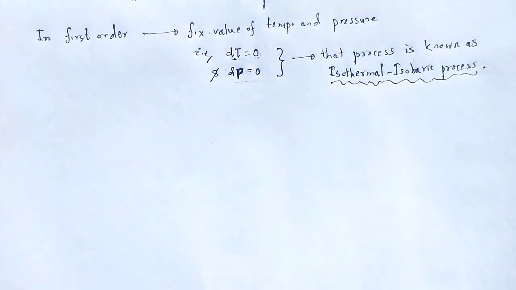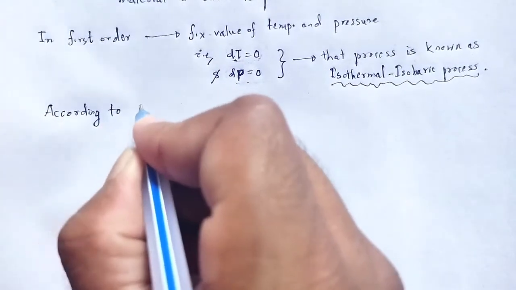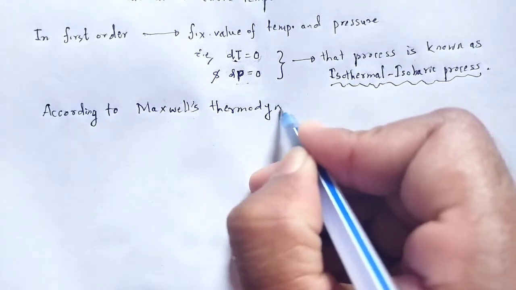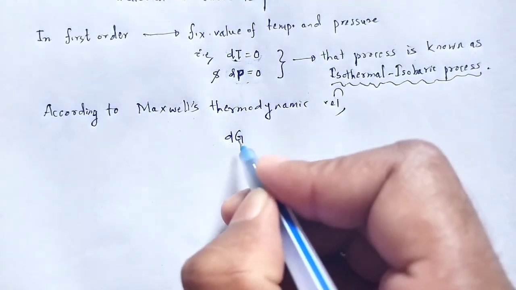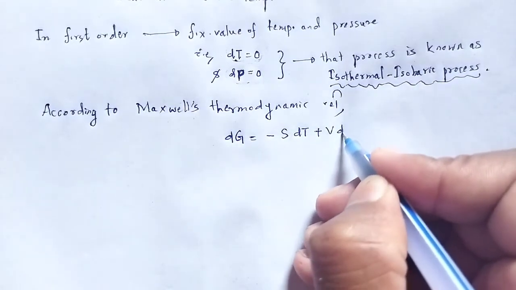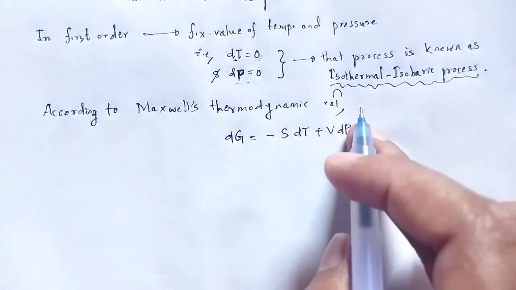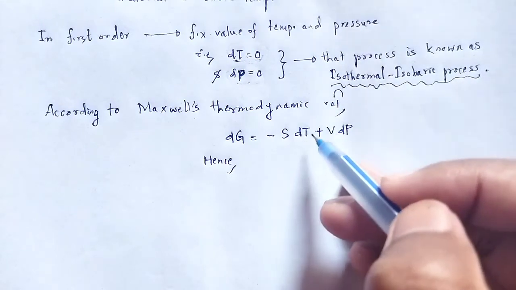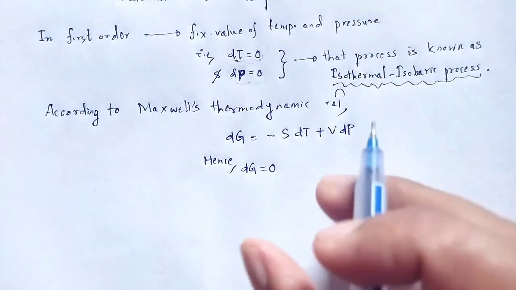Now, according to Maxwell's thermodynamic relation, dG, G being the Gibbs free energy, is equal to minus S dT plus V dP. So G is a function of temperature and pressure. Since we consider an isothermal isobaric process, temperature and pressure remain constant, so dG will be 0 here.